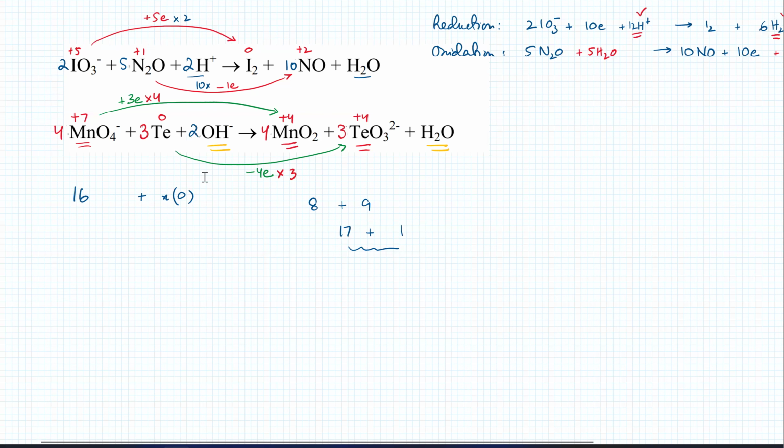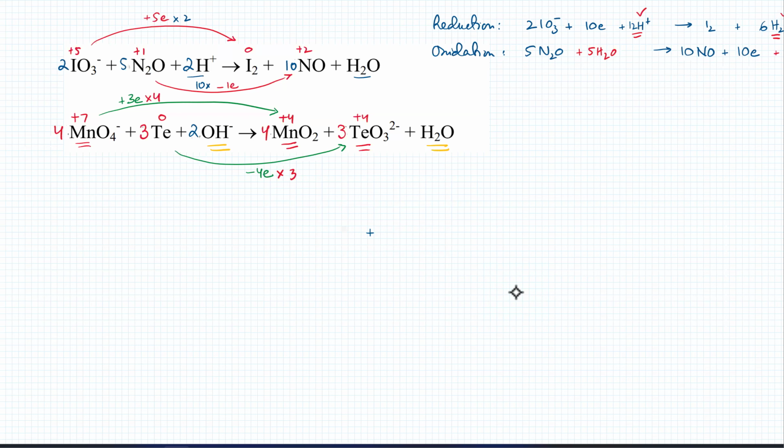Is that clear? The oxygen will get balanced. Is that clear? Oxygen is balanced. 16 plus 2, that's 18. 4 times 2 is 8, 3 times 3 is 9, that's 17. 17 plus 1, that's 18 as well. Is that clear? And your H's are also balanced. H is 2, and H over here is also 2. Is that clear?